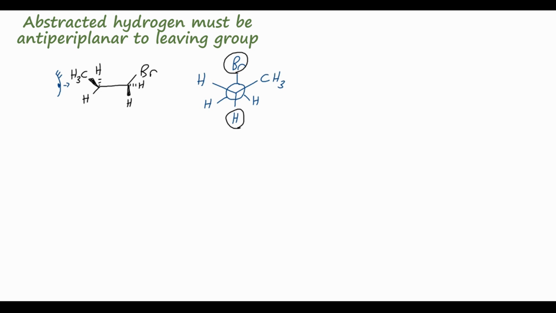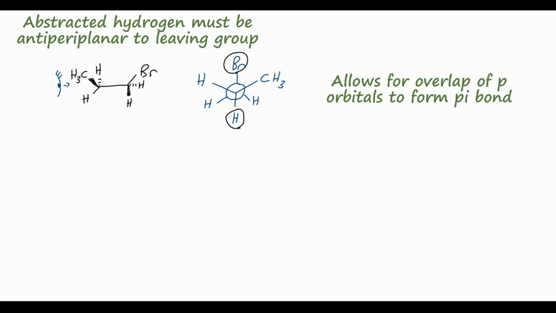So why is that the case? Well, this actually allows for the p orbitals to line up in the best way possible in the transition state in order to form that pi bond for the double bond in our alkene product. So remember that alkenes have a double bond which consists of a sigma bond between the carbons and also a pi bond where those p orbitals overlap. And so the p orbitals can overlap much better when the hydrogen and the leaving group are antiperiplanar to each other. Let's take a look at some consequences of that requirement for E2 reactions.